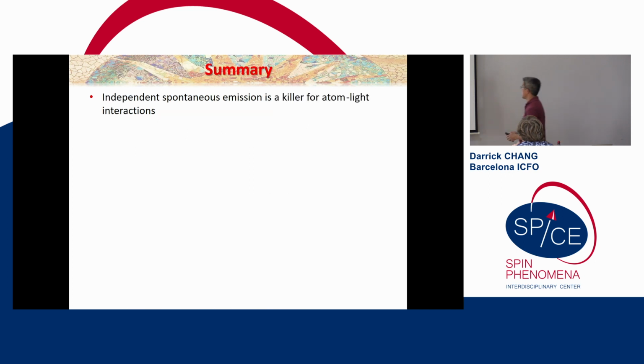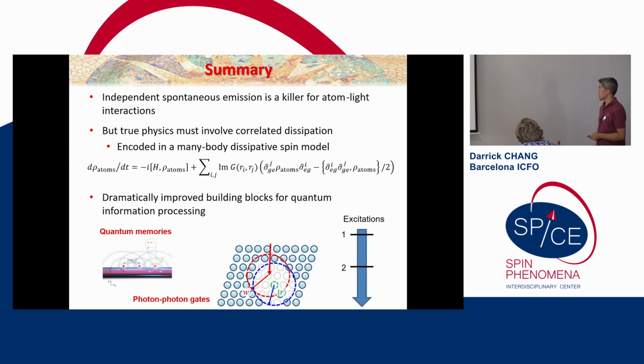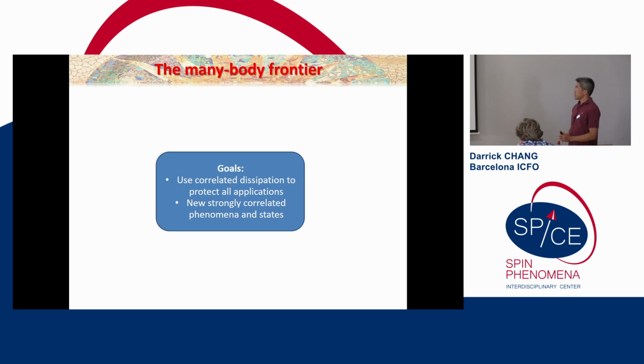So with that, I'm basically done. So maybe just to summarize, independent spontaneous emission seems to be a killer for a lot of applications that people want to do with atoms and light. On the other hand, we know that the true model for atom-light interactions can't be independent in nature. It has to be correlated. So I introduced a kind of correlated spin model that in principle captures that physics. And then in terms of simple applications involving 1 and 2 excitations, it seems like encoding applications in this protected space really leads to significant improvements in errors.